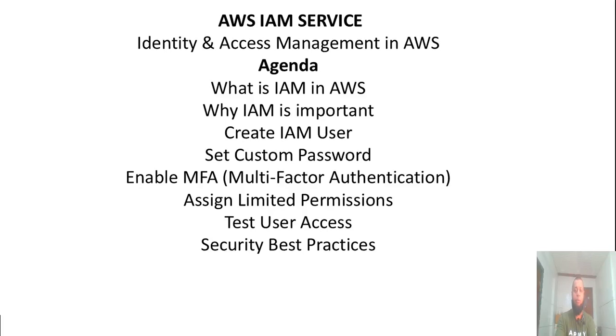In this video, I will show you the AWS IAM service. It's nothing but Identity and Access Management in AWS. The agenda of this video is we will see how to create an IAM user, and then we'll set a custom password for that user, and we'll enable multi-factor authentication. Then we'll allow some permissions to that user, what that user can use or not, and then we will log in through the newly created user.